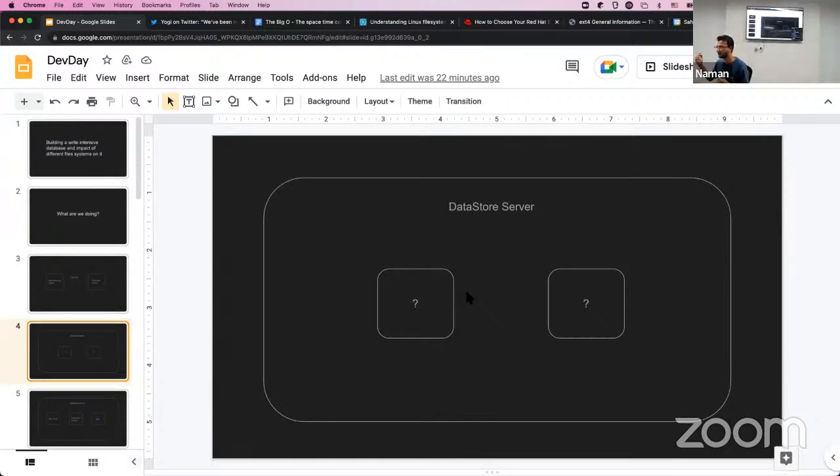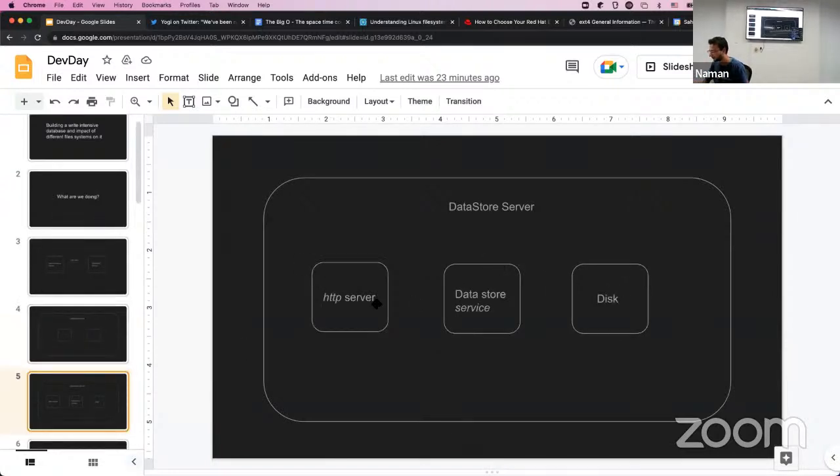Correct. To store it in a file or anywhere, we will need a disk, right? So there's a server and there's a disk. And in order to extract the information out and run our algorithm as to where the file should go, which directory it should go to and how we structure it, for that we are going to need a service. So we have an HTTP server, data store service, and disk. And some message broker for async? It's not actually async communication over here.